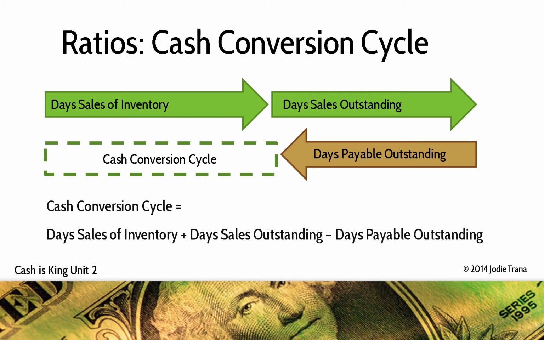But the cash conversion cycle is reduced by the brown arrow, the days that we hold money without paying it to our vendors. Delaying payment on invoices improves cash flow. Of course, it can put a burden on vendor relationships too.